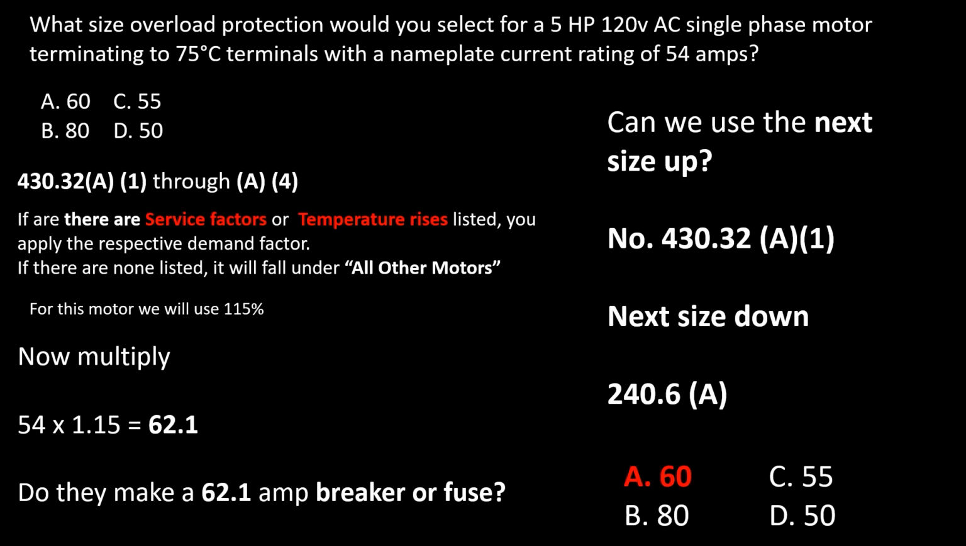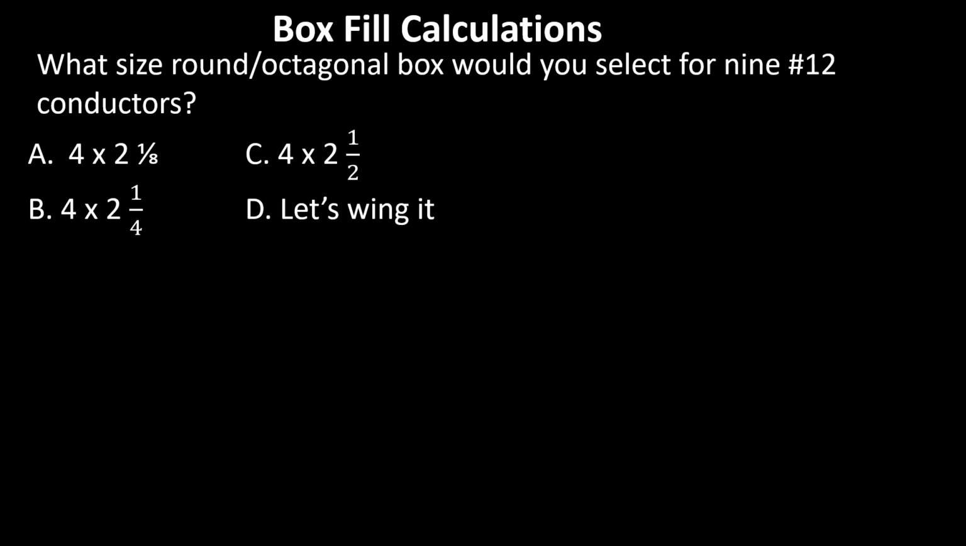Great job. What size round octagonal box would you select for 9 number 12 conductors? All right, so we've got some options here, and D is never an option, okay? This is the whole point of the Master Series, is we are going to master this stuff. All right, so let's all head to table 314.16(A). We're going to be starting there, okay? Head to table 314.16(A).